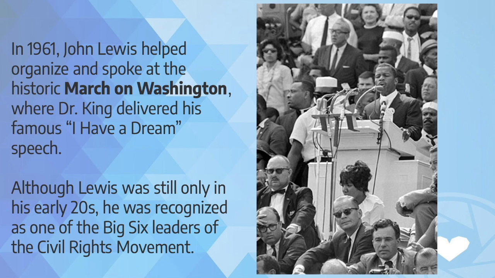In 1961, John Lewis helped organize and spoke at the historic March on Washington, where Dr. King delivered his famous "I Have a Dream" speech. Although Lewis was still only in his early 20s, he was recognized as one of the Big Six leaders of the civil rights movement.